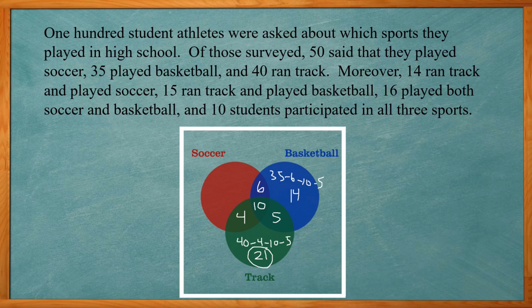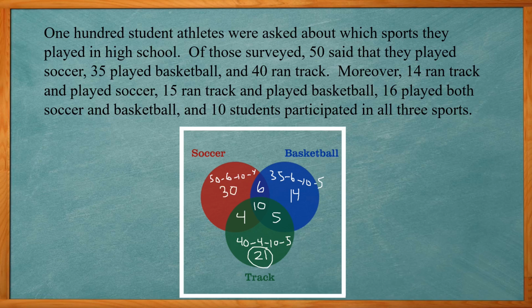We look at soccer. 50 played soccer. Take the 50 minus what we already have in the soccer circle. So minus 6, minus 10, minus 4. And that gives us a total of 30.